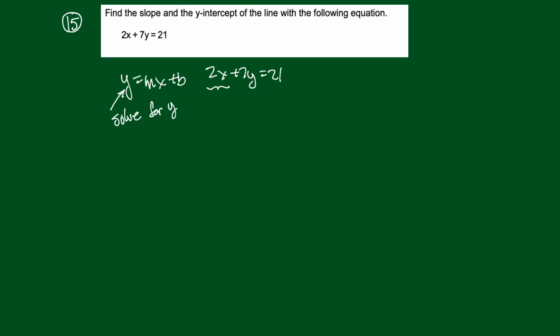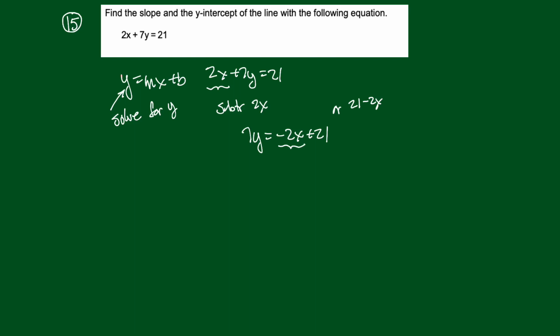Let's remove these x's. I've got positive 2x, so my plan is to subtract 2x. If I subtract 2x from the left side, 2x minus that 2x is gone, and I get 7y is equal to negative 2x plus 21. Or if you like, you could get 21 minus 2x. I like to write the variables before the constants.